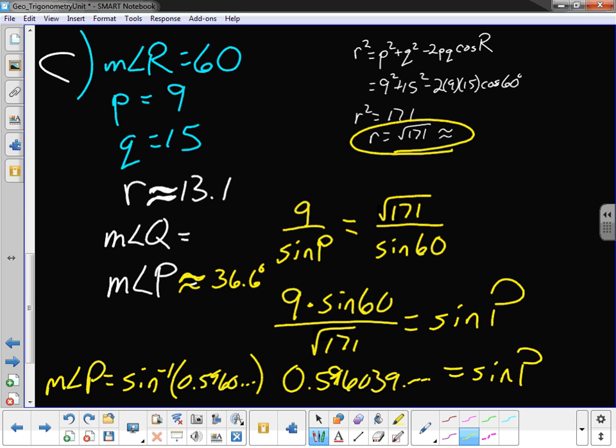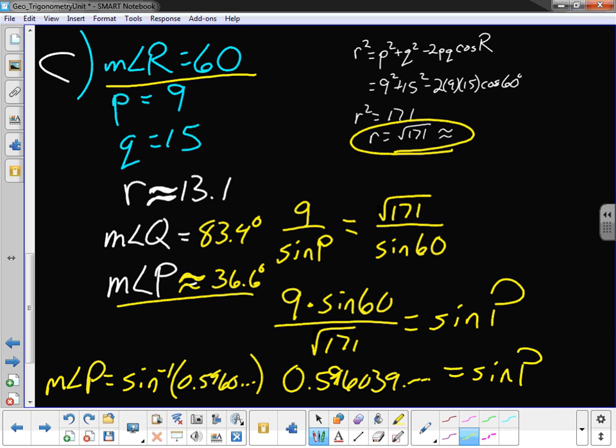So now that I have an angle P and an angle R, I already know I'm pretty close to having this whole thing done. So if I add the 60 degrees to that and subtract that value from 180, I find out that Q is 83.4 degrees.